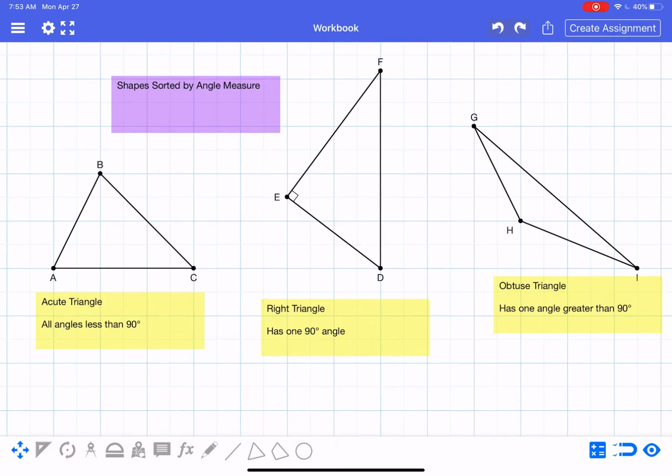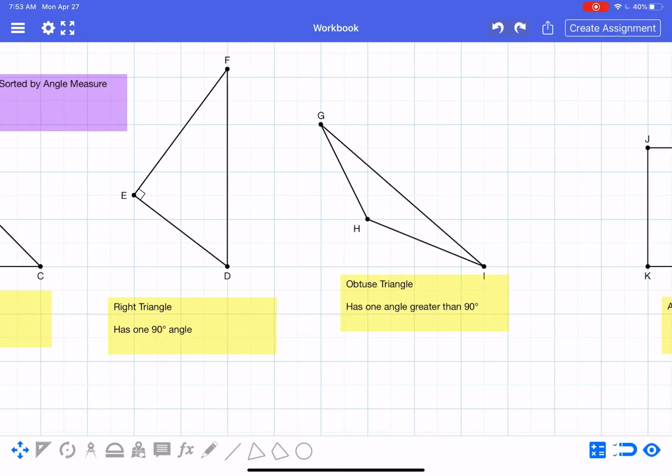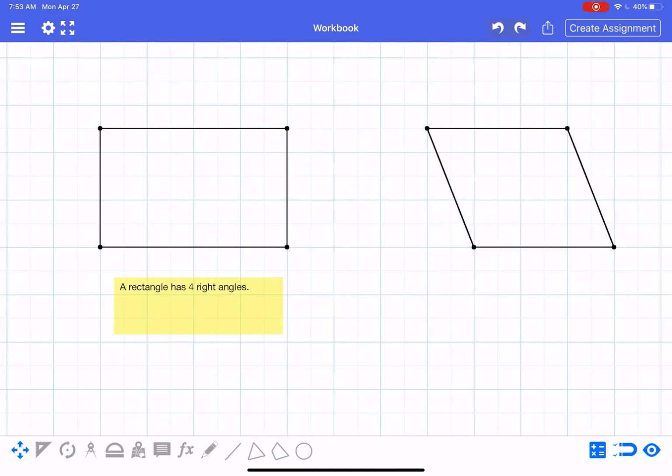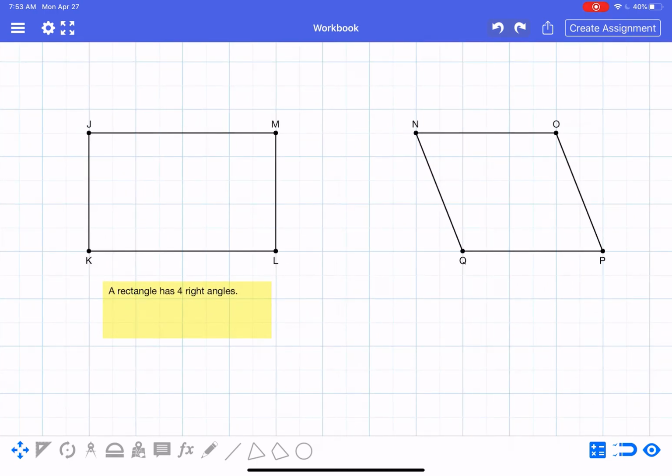Okay, so we're going to move on, and we're going to look at some quadrilaterals. Once again, I pre-drew these quadrilaterals to save some time, and we're still sorting them by angles. The first one is a rectangle, and a rectangle has four right angles. So if we classify it by angles, we could say that this is a 90-degree corner, that's a 90-degree corner, here's a 90-degree corner, and here's a 90-degree corner. All of them are 90 degrees, and I'll even prove it to you in a second.